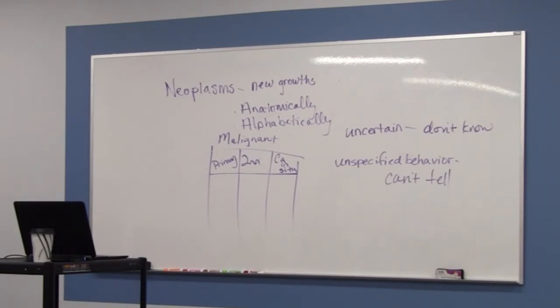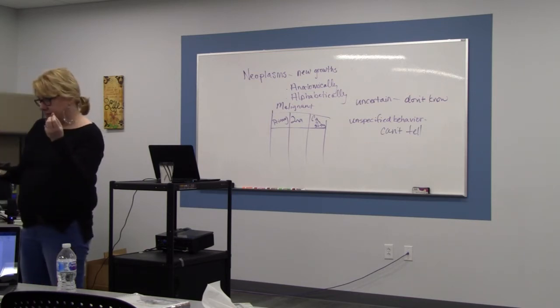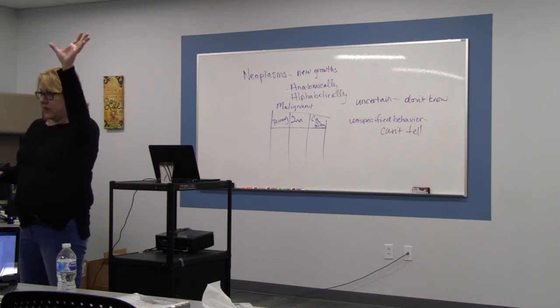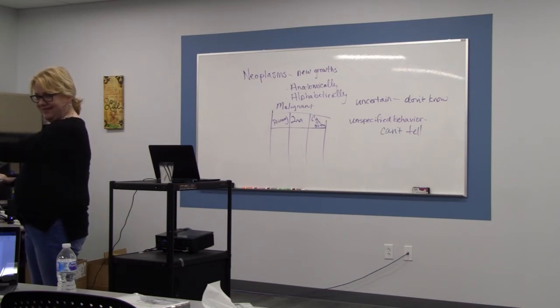But sometimes they get in there and they're looking at stuff on a cellular level, and the pathologist just can't tell if it's cancerous or not. Maybe the sample was poor. There could be a lot of reasons for that. So that's really the difference between those two columns. I don't know, or I can't tell. So we got all those ones for malignant. We've got one for benign. Don't know, can't tell.